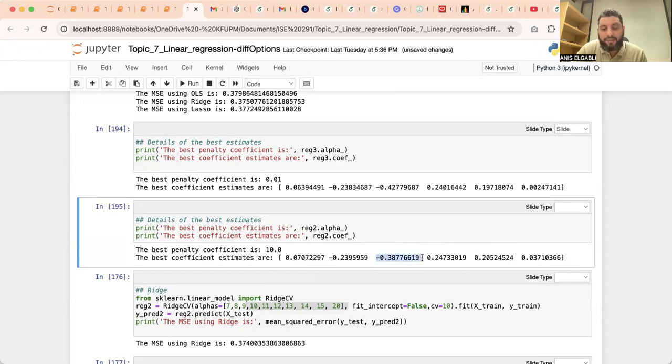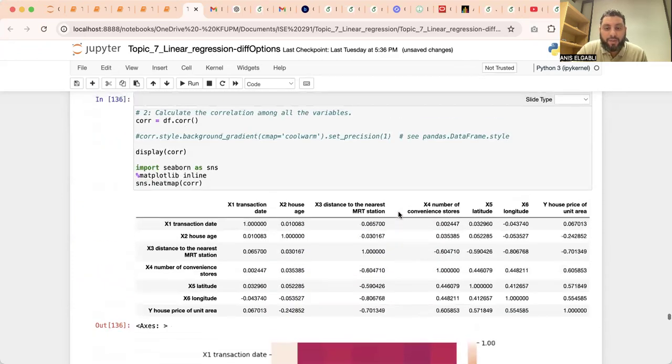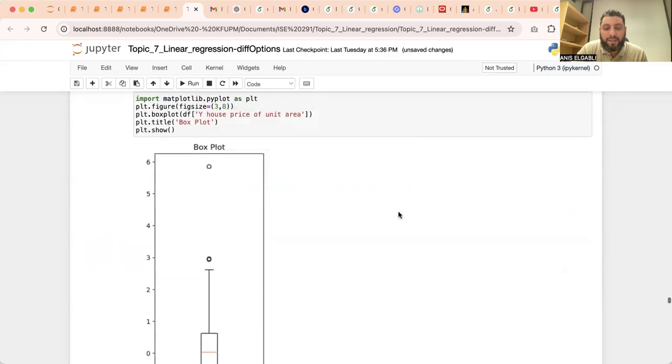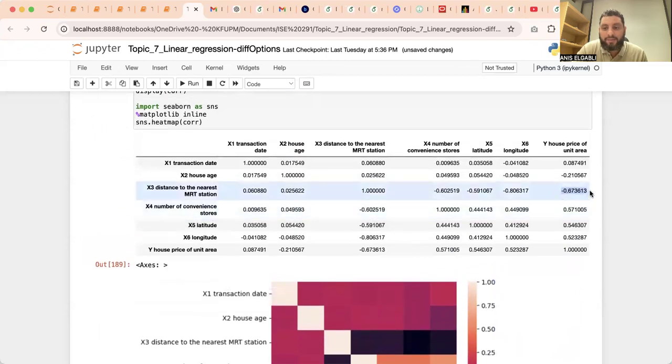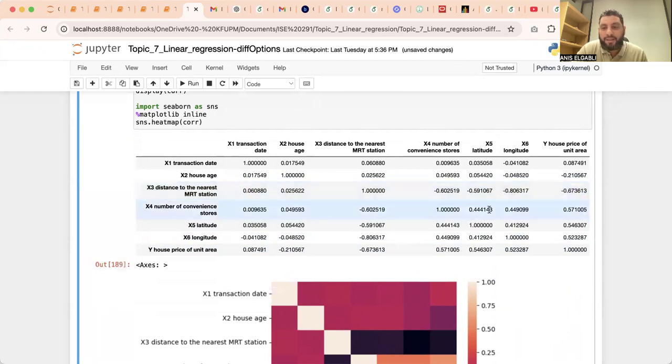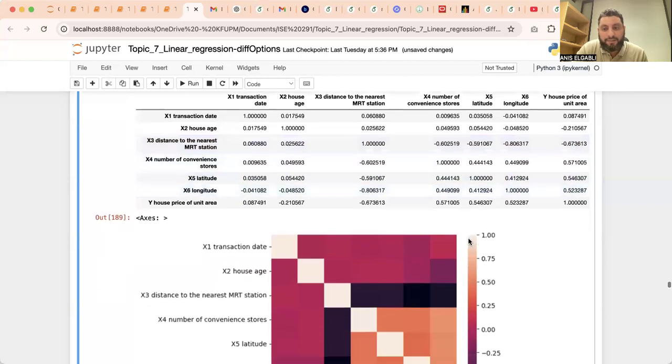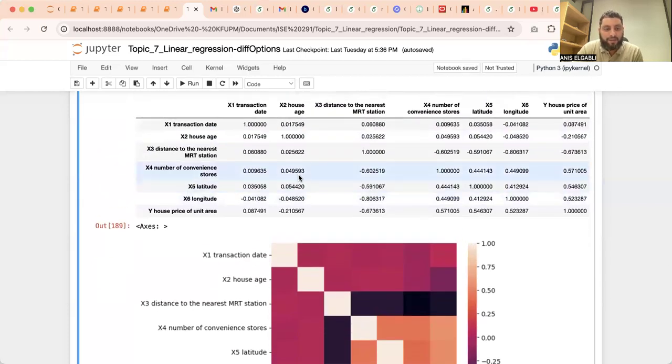If you remember, this is how close the house is to the metro station, and it makes sense that the correlation is negative here between the price and the distance to the metro station, because people tend to prefer to live near train stations. So as that distance increases, the price of the house decreases. And same thing here, this is the number of convenience stores. If there are more stores, that means a higher price, so that's why the correlation is positive here.